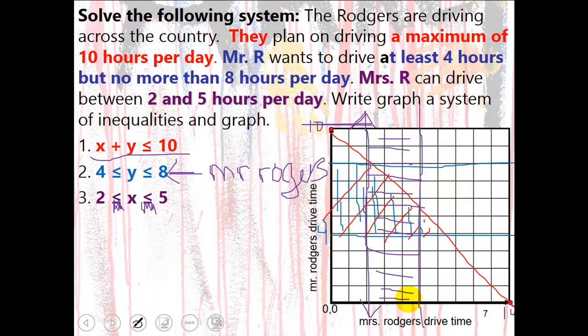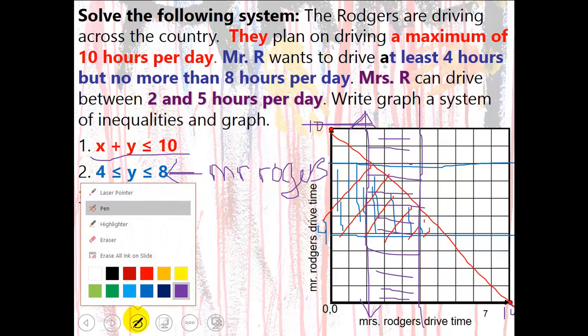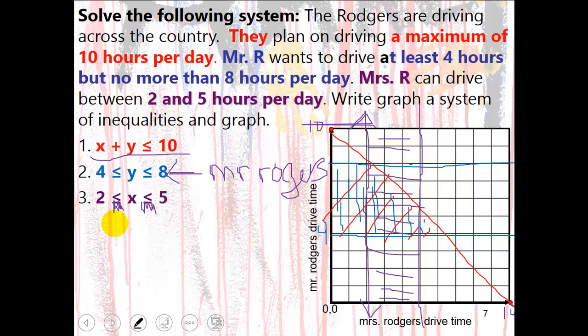That's kind of hard to see, but it's this little like trapezoid spot right in here. Here, here, right in here. And there's the solutions.